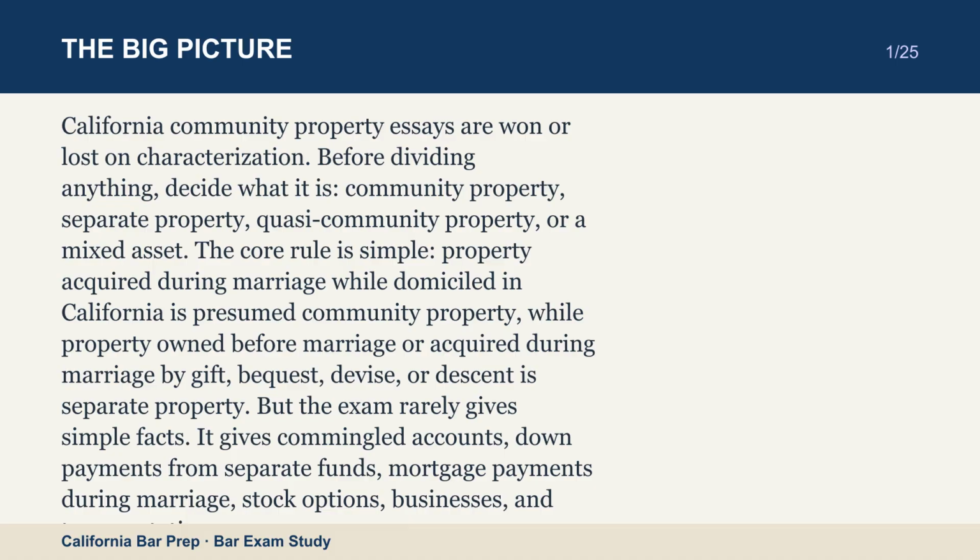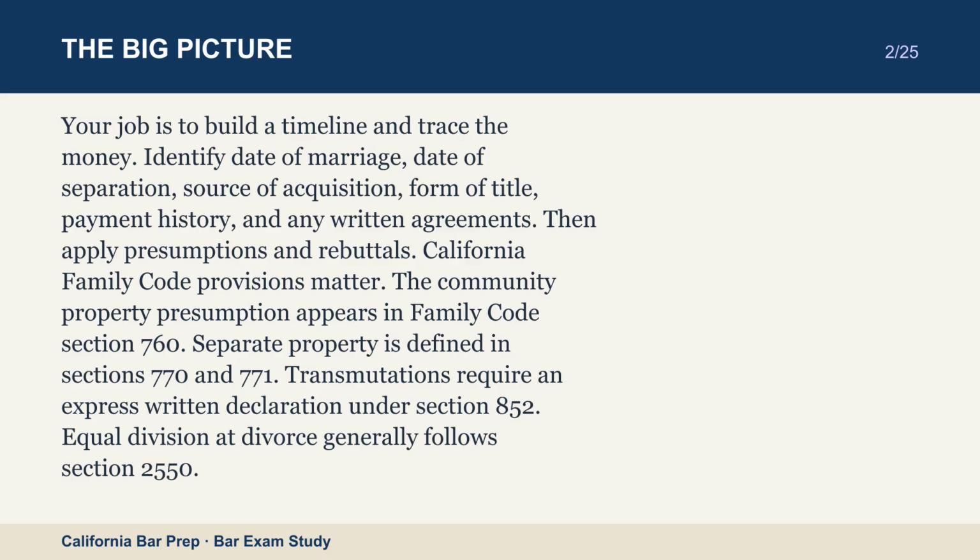Property acquired during marriage while domiciled in California is presumed community property, while property owned before marriage or acquired during marriage by gift, bequest, devise, or descent is separate property. But the exam rarely gives simple facts. It gives commingled accounts, down payments from separate funds, mortgage payments during marriage, stock options, businesses, and transmutations. Your job is to build a timeline and trace the money.